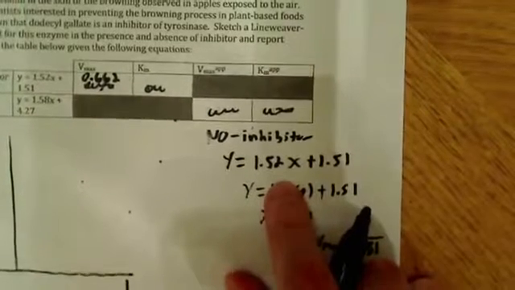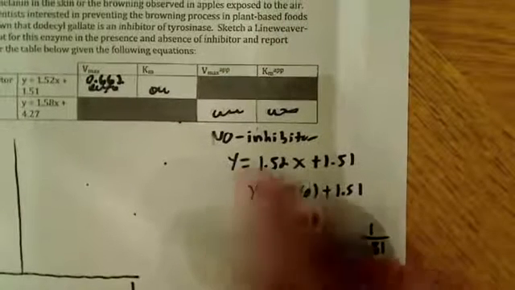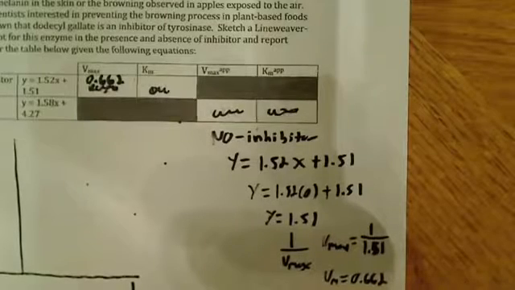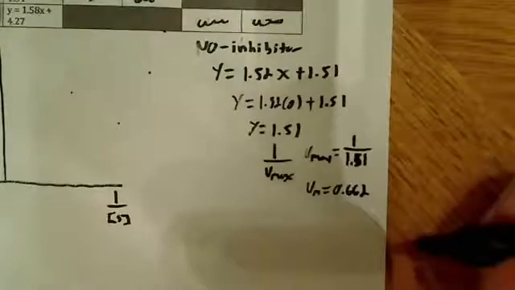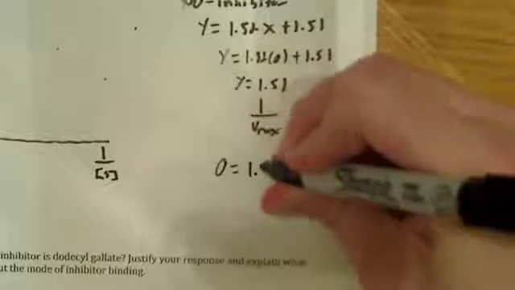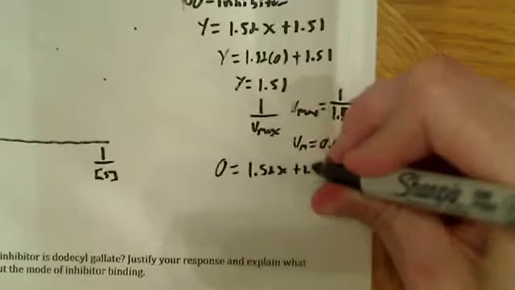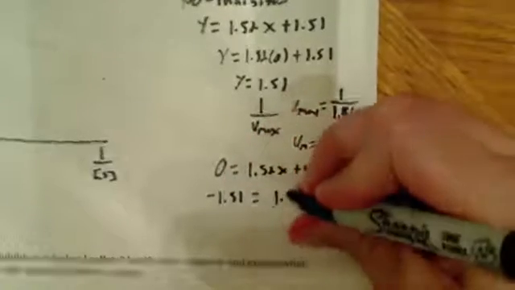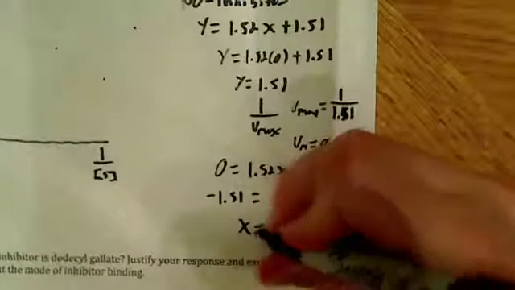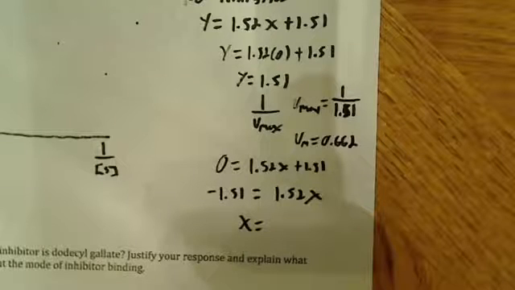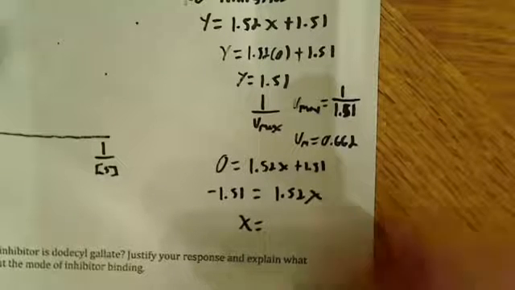Now, if I wanted to use the same equation to get the x-intercept, because the x-intercept corresponds to the Km, all I'd have to do is set y equal to 0. I'll do it out on paper here. I don't have a whole lot of space, so I'm going to try and make this work. So 0 is equal to 1.52x plus 1.51. I'm going to subtract 1.51 from both sides, and I'm going to be left with 1.52x equals negative 1.51, so x is equal to negative 1.51 divided by 1.52.